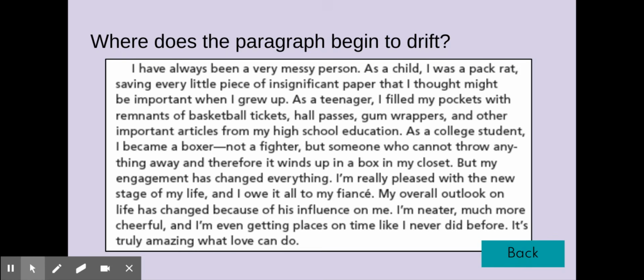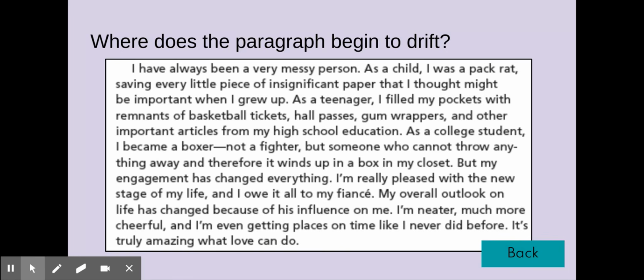As a college student, I became a boxer. Not a fighter, but someone who cannot throw anything away, and therefore it winds up in a box in my closet. But my engagement has changed everything. I'm really pleased with the new stage of my life, and I owe it all to my fiancé. My overall outlook on life has changed because of his influence on me. I'm neater, much more cheerful, and I'm even getting places on time like I never did before. It's truly amazing what love can do.